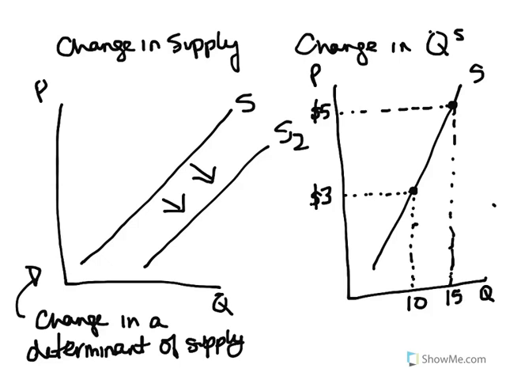So anytime there's a change in quantity supplied, supply itself doesn't change. We just move up or down the supply curve. So we're just moving from point to point along the supply curve when there's a change in quantity supplied. So a change in quantity supplied is always triggered by a change in the price.